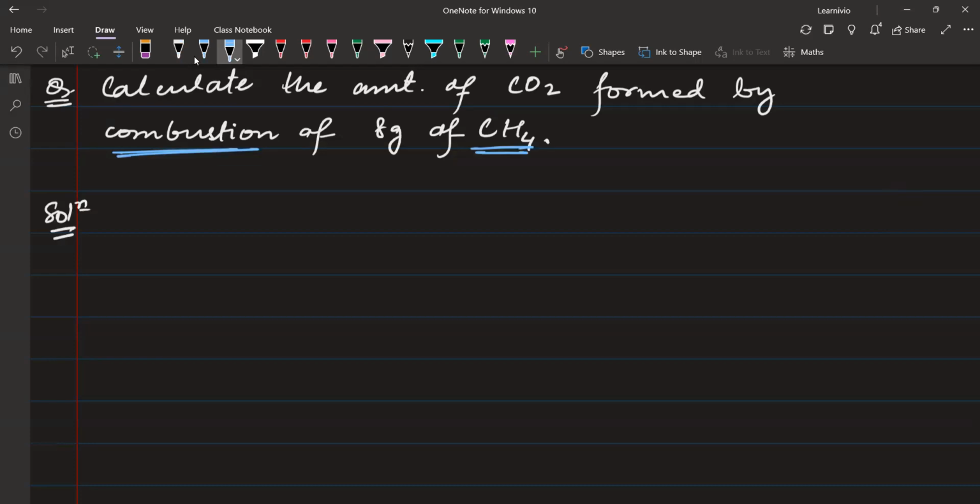That means CH4 is getting combusted. So we have CH4. And what is the meaning of combustion? Reaction with oxygen. Very good. All of you know this now. So now carbon will react with O2 to form CO2. Hydrogen will react with O2 to form what? Water. Very good. H2O. CO2 and H2O.